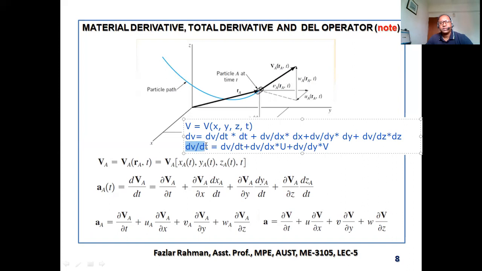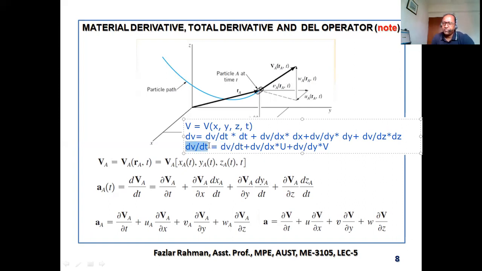This is your acceleration. And this d, you see on the left side, is the total derivative, dv by dt. We might say this one and this one are the same, but they are not the same, because all of them here are del. That means partial derivative, and this one is the total derivative.